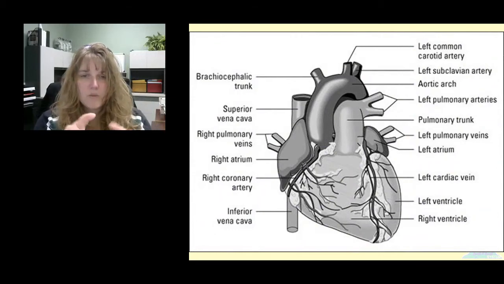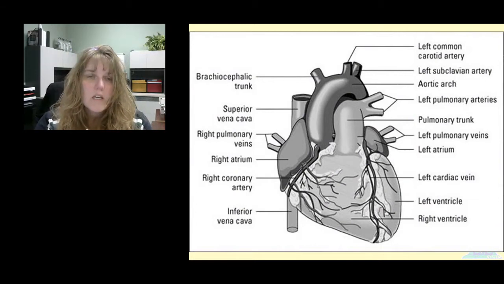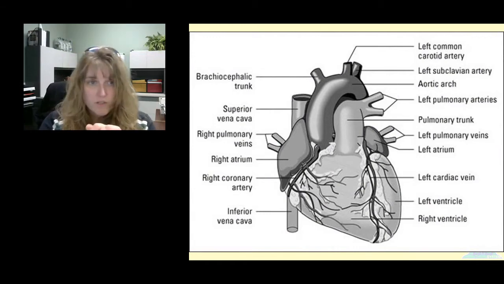So here's a nice picture to kind of show you how that heart sits, and it also provides you with a picture of the coronary arteries, which is our big concern in our myocardial infarction patients, is trying to identify or isolate the location of the infarction.